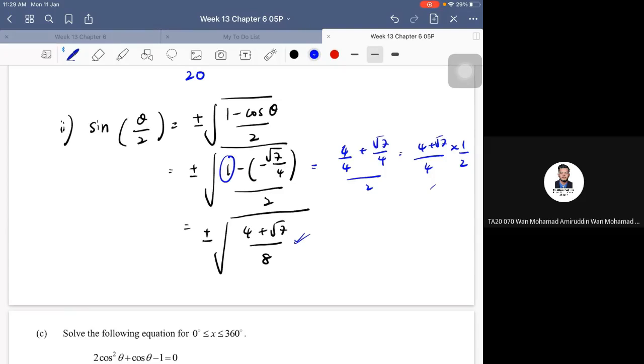Tetapi kalau soalan tu kata exact value tak boleh. Kalau soalan tu mention it should be in exact value, then it should be in term of exact. You tak boleh ambil perpuluhan sikit-sikit, tak boleh.